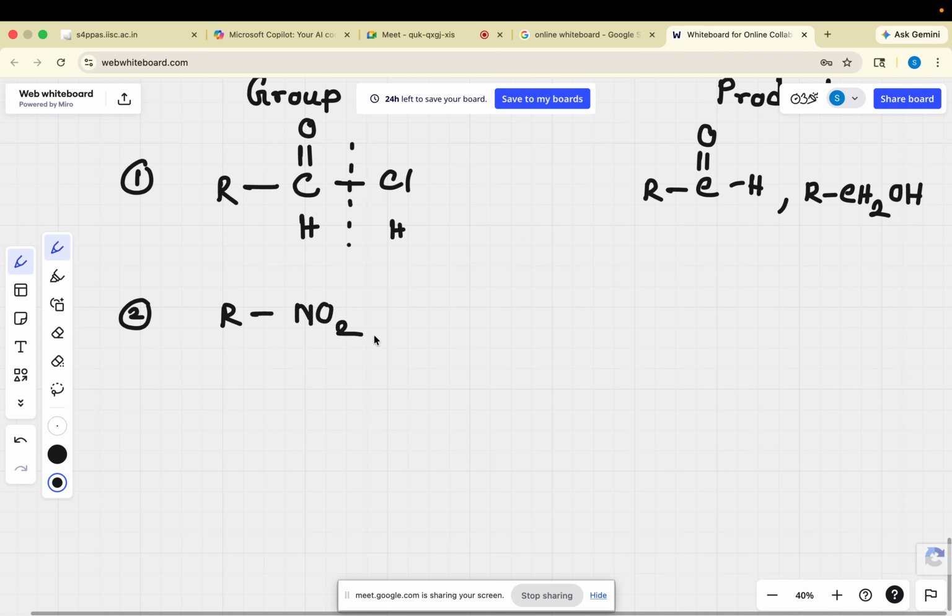Number 2, if you have nitro group, this is very simple, you already know. When nitro is reduced, it will produce amine. If we do reduction of nitro functional group, we will get amine compound.